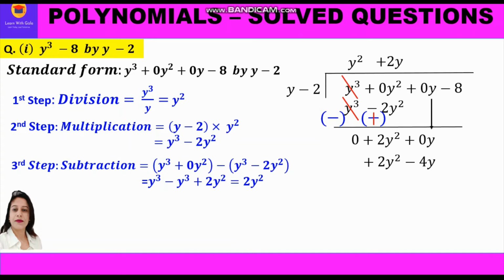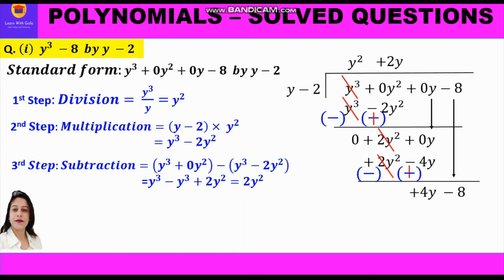Now again we will move to step 3, that is subtraction. We will put the minus sign just below 2y square minus 4y and change the sign. Plus will become minus, minus will become plus. Now if you observe, plus 2y square and minus 2y square will get cancelled, and 0y plus 4y we will get 4y. Now further we will bring down minus 8 and we will start all the three processes all over again.